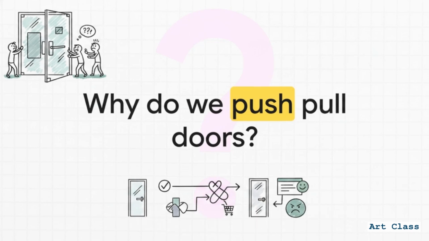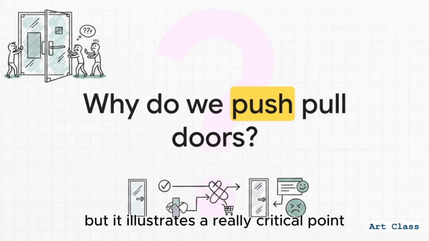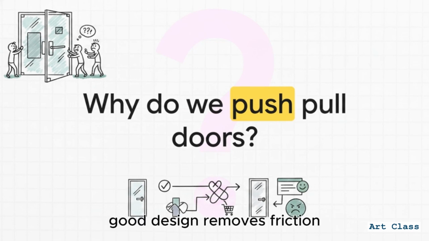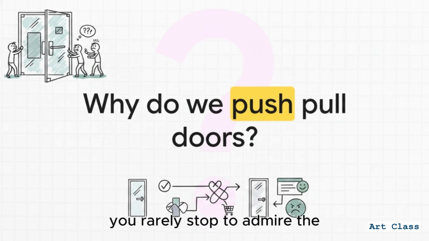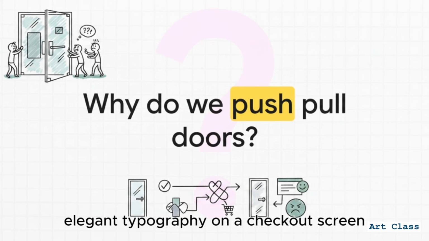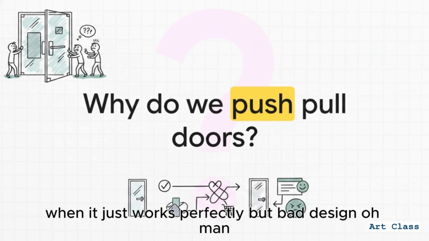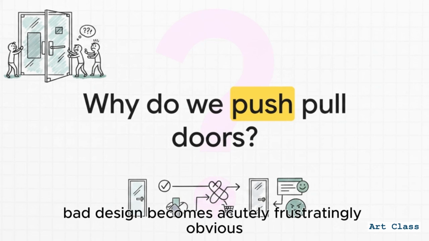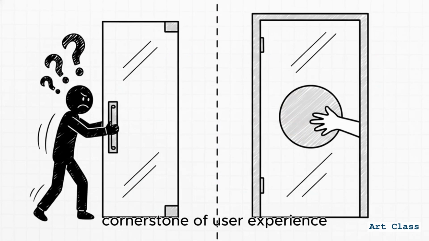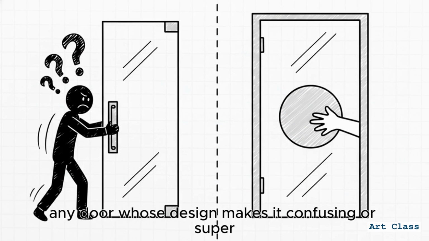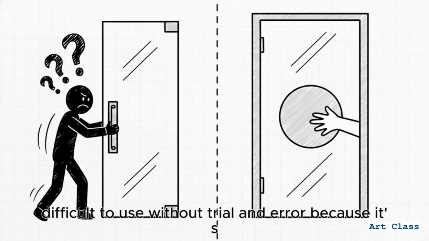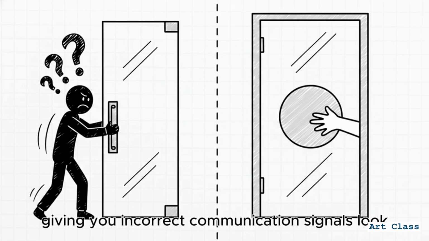Why does that happen? It's a hugely relatable frustration, but it illustrates a really critical point. Good design removes friction. Good design is almost entirely invisible. Think about it, you rarely stop to admire the elegant typography on a checkout screen when it just works perfectly. But bad design? Oh man, bad design becomes acutely, frustratingly obvious. And that brings us to an absolute cornerstone of user experience, the Norman door phenomenon. Named after cognitive scientist Don Norman, it refers to any door whose design makes it confusing or super difficult to use without trial and error because it's giving you incorrect communication signals.